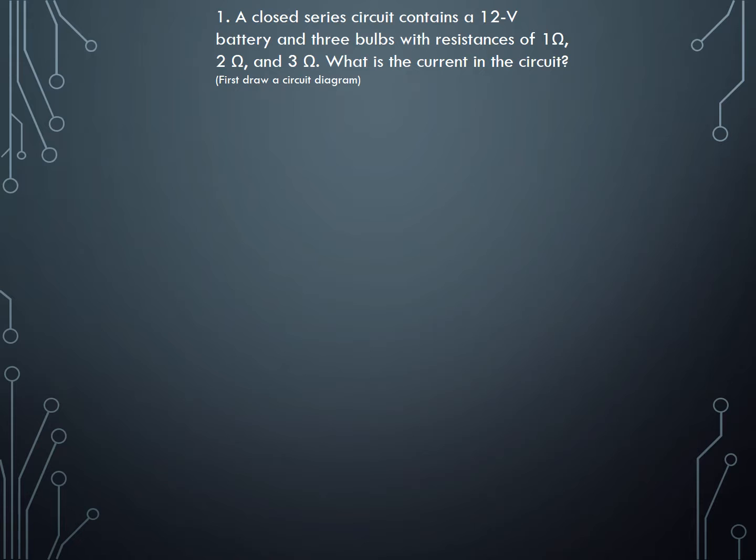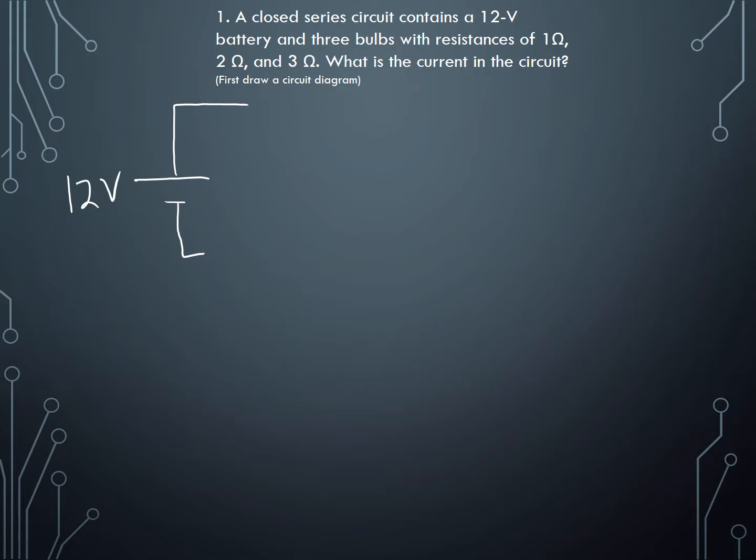For example, let's say we have a closed series circuit that contains a 12-volt battery and 3 bulbs with resistances of 1 ohm, 2 ohms, and 3 ohms. What is the current in the circuit? First we have to draw a circuit diagram, and we start with the battery. The battery will look something like this, and the battery is 12 volts.